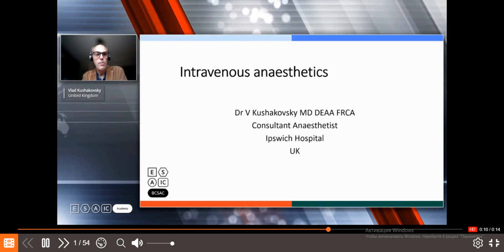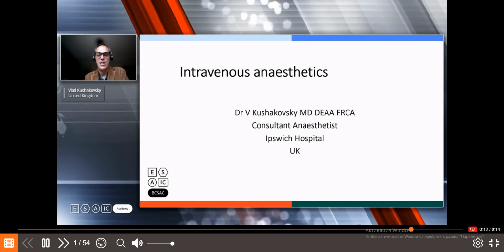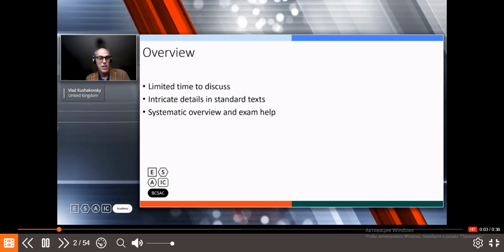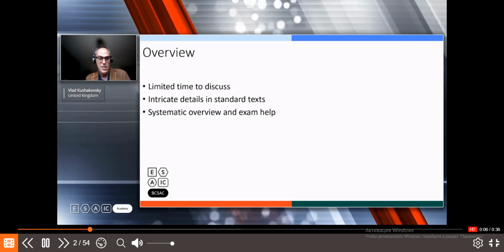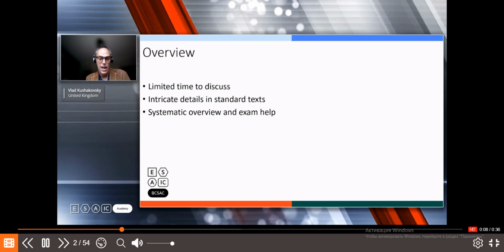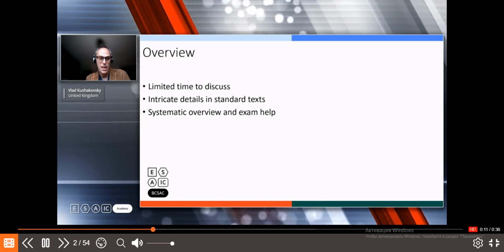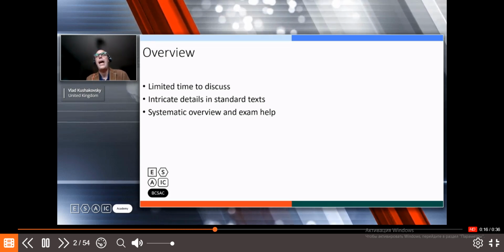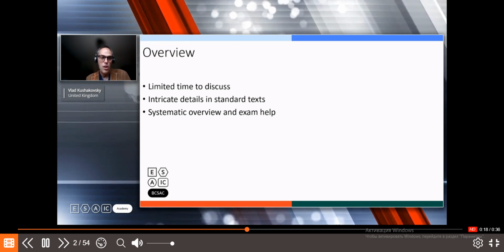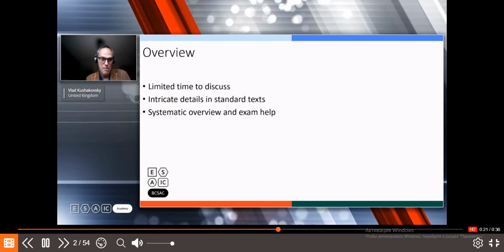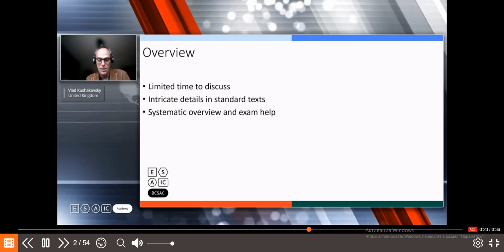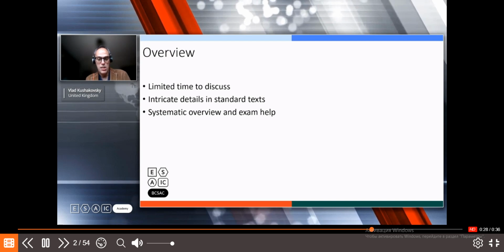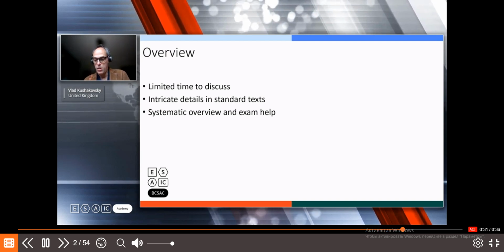And one of my talks today is about intravenous anesthetics. It is a fairly limited time to discuss all the intricacies of the intravenous anesthetic agents in this talk. It is mainly designed to give you a good systematic overview and help to prepare the structure of answering these kind of questions for the exam. The intricate details you can find in standard anesthetic textbooks, and you all know what the better ones are.